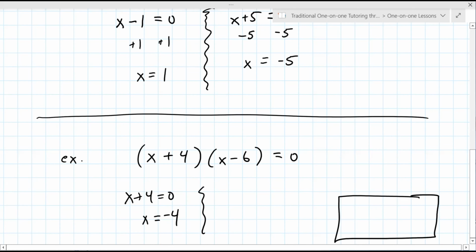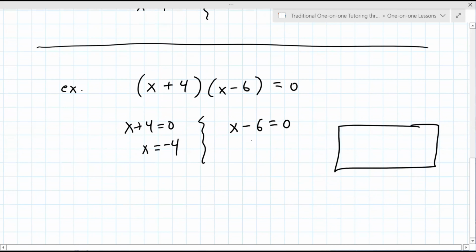Now what do you do on this one on the right? X plus 6 equals 0. No, it's minus. It's x minus 6. You don't change it when you write it. You're just parsing it out. And then you add 6 to both sides. So x equals 6. So Jeremiah, what I'm looking for is you to say, Matthew, the answer is -4 and 6. Oh, okay.